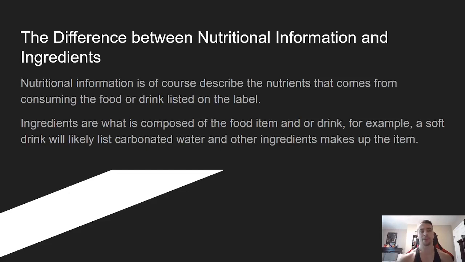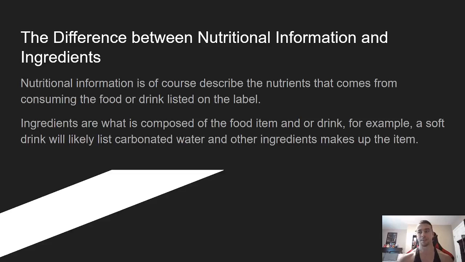For example, if you have items that have very large ingredients lists, that usually means that they have a lot of artificial stuff in them, a lot of preservative based stuff in the food or drink item itself. And when you have a smaller list, usually that means the item is more natural, it's more simplified.